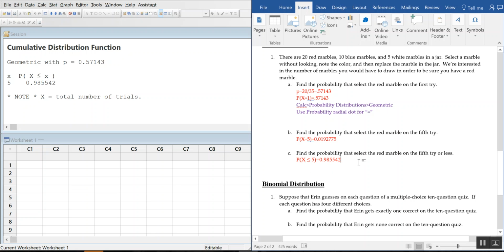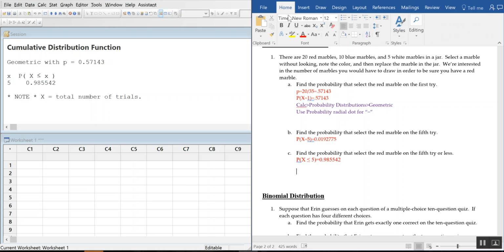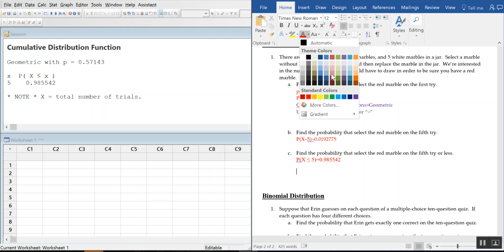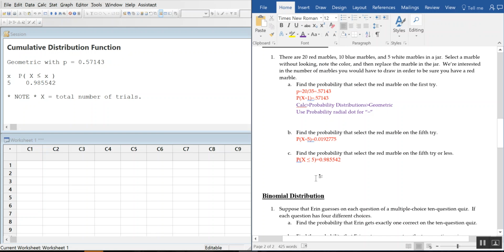So you might want to make a little note just below this. I'm going to do it in purple because I've been doing my Minitab notes in purple this time. Use cumulative when it is a less than or equal to.